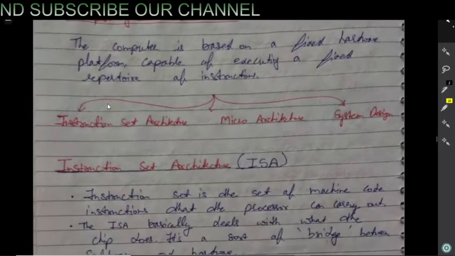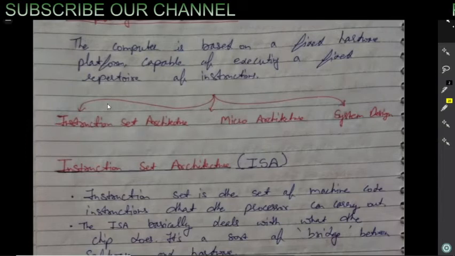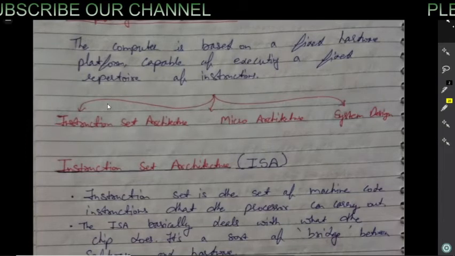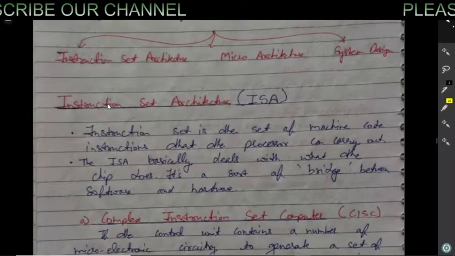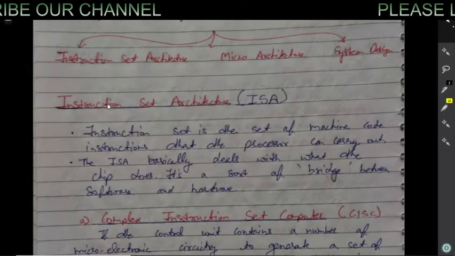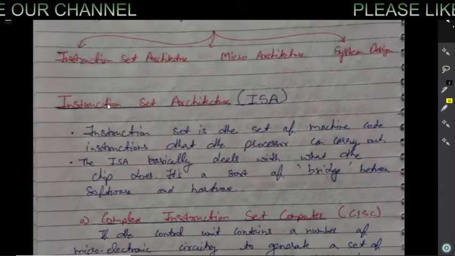इंस्ट्रक्शन सेट आर्किटेक्चर, माइक्रो आर्किटेक्चर और सिस्टम डिजाइन, ये 3 प्रकार के आर्किटेक्चर हैं. पहले हम बात करेंगे इंस्ट्रक्शन सेट आर्किटेक्चर की.